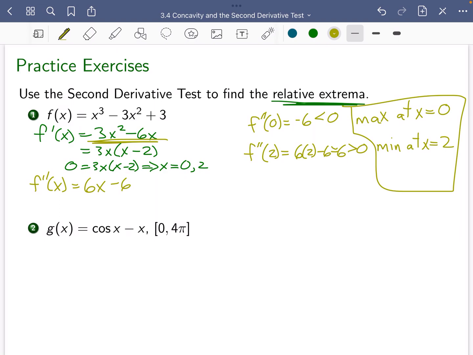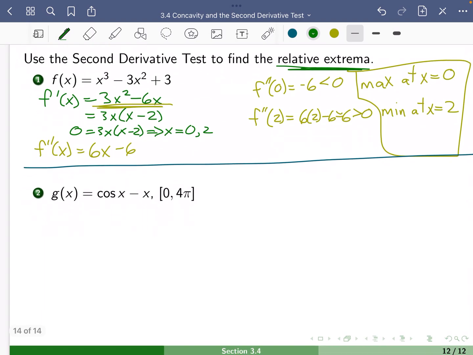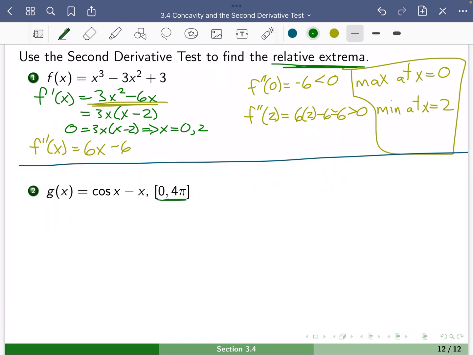Let's look at this second example here. So in this second example, we have a trig function, cosine x minus x. We are only interested in the interval from 0 to 4 pi. So we'll take our first derivative, g prime of x. Derivative of cosine is negative sine. Derivative of x is 1.